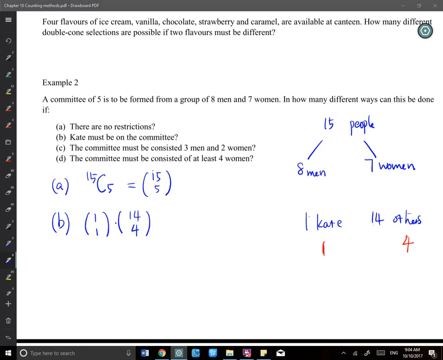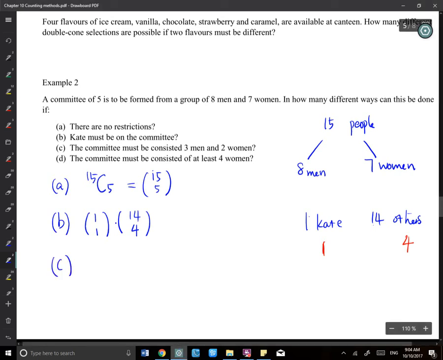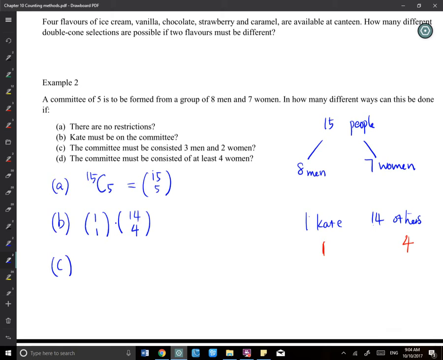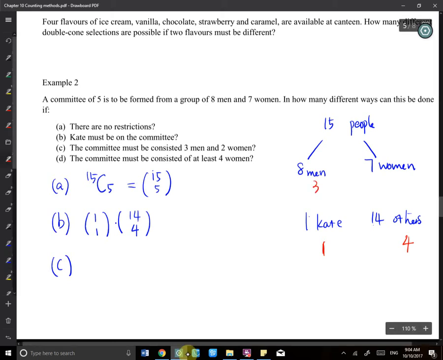Okay, so when you know this, let's have a look at C. The committee must consist of 3 men and 2 women. What can I do? Yep, so we have 2 subgroups, men and women. We care about men and women. So I want 3 men and 2 women. So we have 8C3 times 7C2.